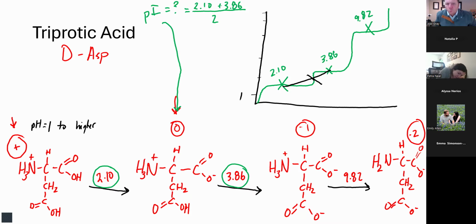Now, what I want you guys to keep in mind is this is not a matter of, oh, well, I got to pick my lowest two pKa values, add those up, divide by two, and that is my pI. That's not how it works. You have to look at what are the possible charges of the molecule, and then what are the pKa values that flank the +1 to 0 and 0 to -1.